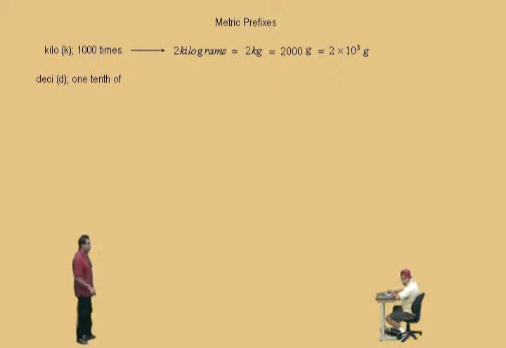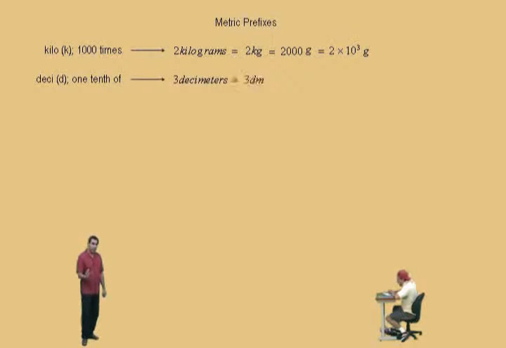Deci, abbreviated with a D, means 1/10 of. Well, what that means is if you have 3 decimeters, then you have 3/10 of a meter. Notice here, 3 decimeters is abbreviated with 3 dm, which means 3/10 of a meter because deci, that D, means 1/10 of. So 3 decimeters is 3/10 of a meter. Now, as a decimal representation, that's 0.3 meters.